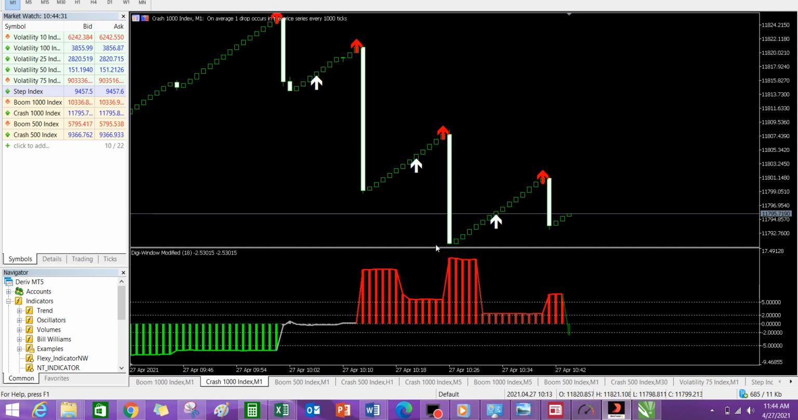So let's check out what is happening with crash 1000. For crash 1000, it is presently on a downtrend. According to the crusher indicator, it got to a resistance level here and it started crashing around there.